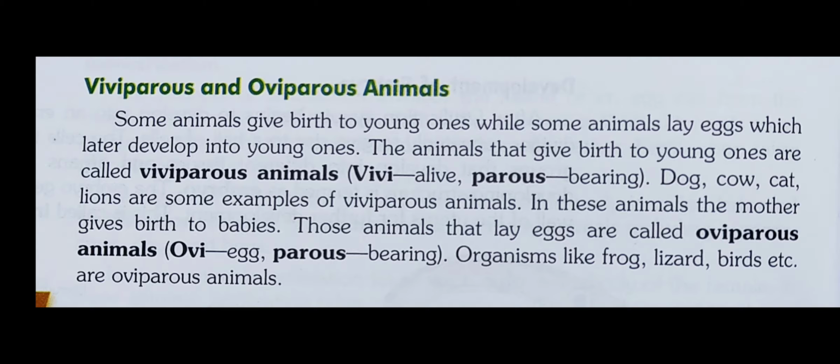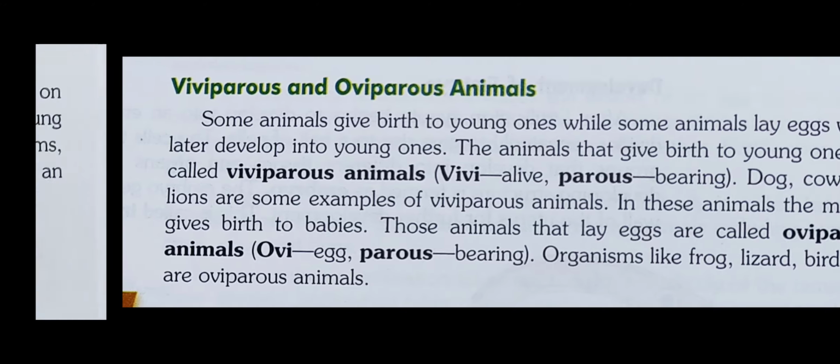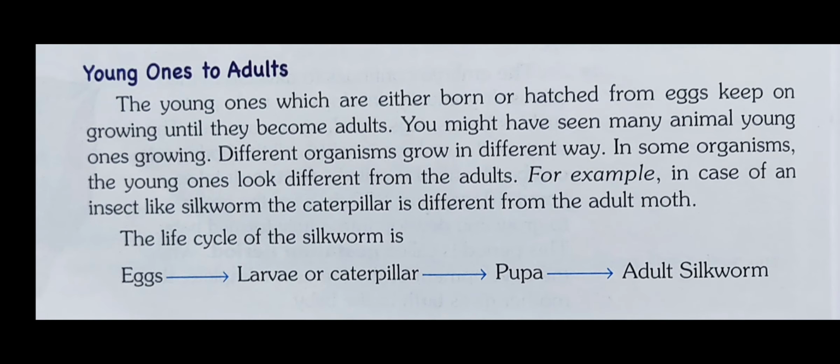Some animals give birth to young ones, while some animals lay eggs, which later develop into young ones. The animals that give birth to young ones are called viviparous animals. So children, for example, dog, cow, cat, and lions are some examples of viviparous animals. In some animals, the mother gives birth to babies. Those animals that lay eggs are called oviparous animals. Examples are frog, lizard, etc.